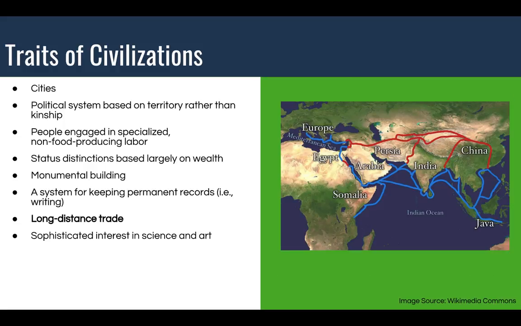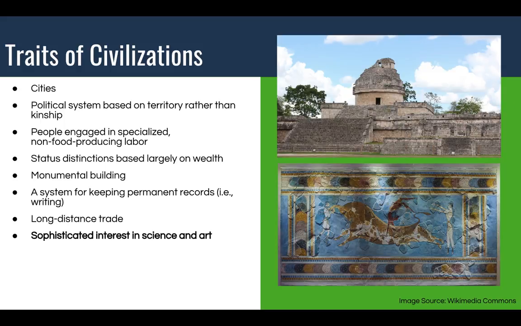Of course, as I said earlier, cities were the center for trade. And so trading with people around you is important for civilization. Civilizations never develop in isolation. They are always interacting with people around them. That is the trade of goods and ideas. So that's something we're going to talk about a lot in this course, how ideas can be traded just like things can be traded. And the last thing is a sophisticated interest in science and art.